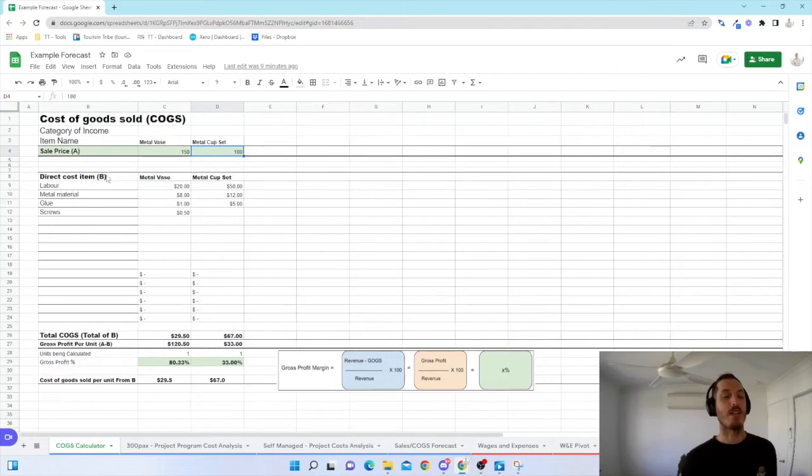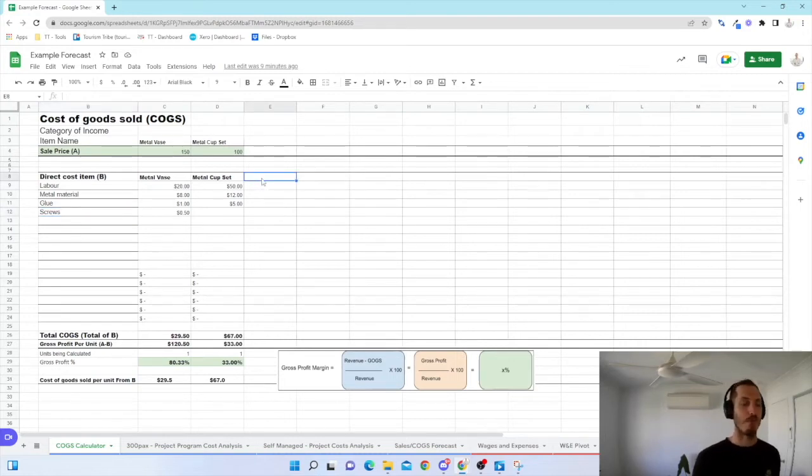Step two is to input my direct cost items. That's also your cost of goods sold, in other words. In this example, I've created a calculator that I can use for many different products with the same type of input. So as you can see, labor, metal material, glue, screws. I can just put it on the side here, and then from there I can put my inputs for each and every single different product.